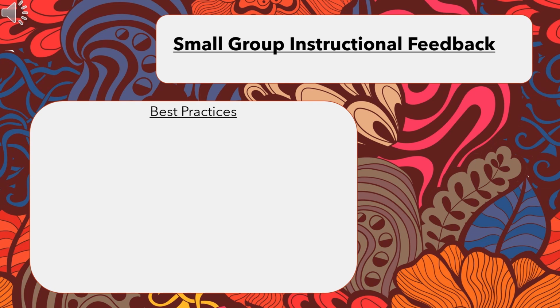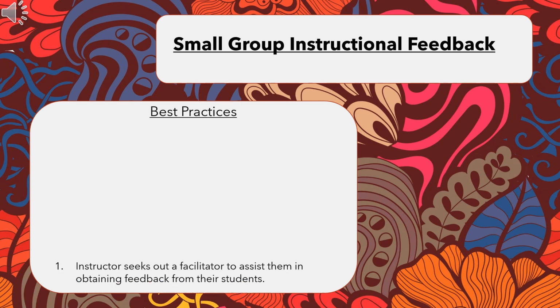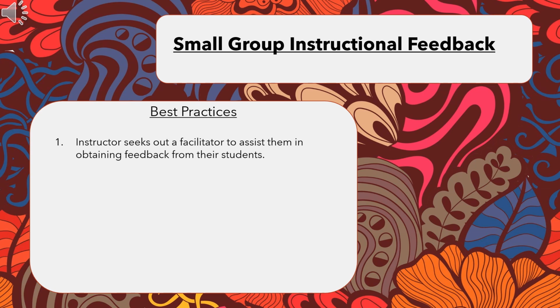Some best practices for the SGIF can include: the instructor will seek out a trained facilitator to assist them in obtaining feedback from their students. This is usually just another instructor. The instructor and the facilitator will meet and agree upon what questions will be asked. Questions that can be asked about the course will be: what do you like about the course? What needs improvement? And what suggestions they have. Questions toward the instructor could be: what are the instructor's strengths? What are the instructor's areas of improvement? And again, the suggestions that they may have.